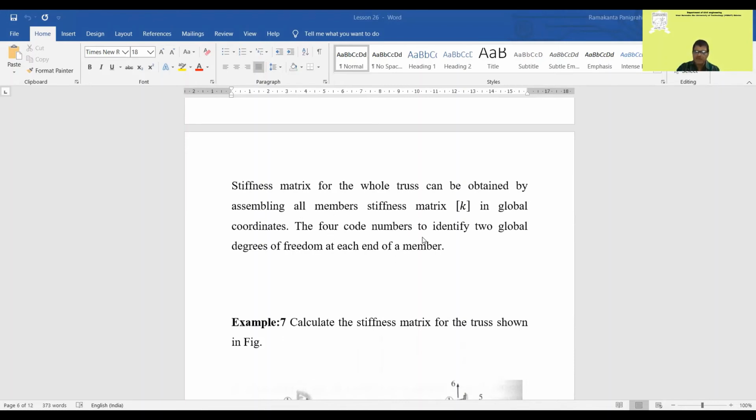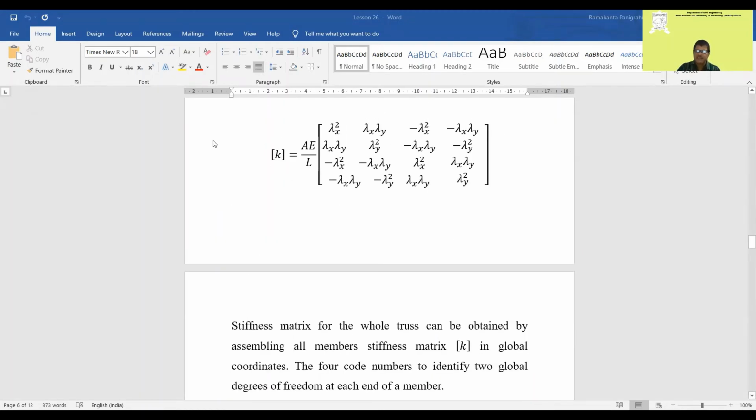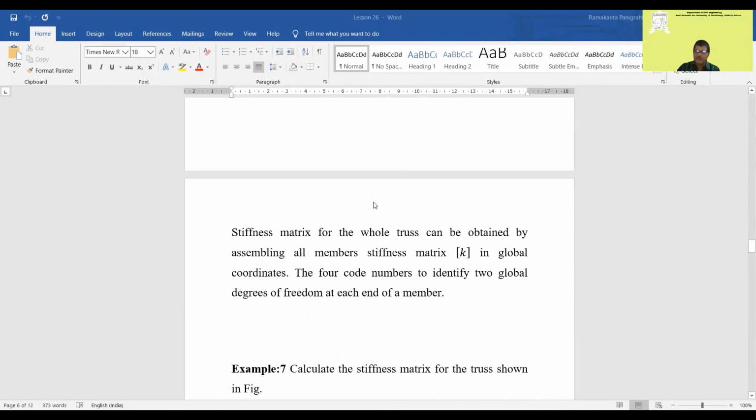Four port numbers identify the two global degrees of freedom at each end of the member. What we have done is, at each end we have x and y in global coordinates. So that is the basics. For a truss member, at each end we have two global coordinates, 1 and 2, horizontal and vertical. So accordingly we can find the values, right? Let us see how we have to solve the problems using this matrix.